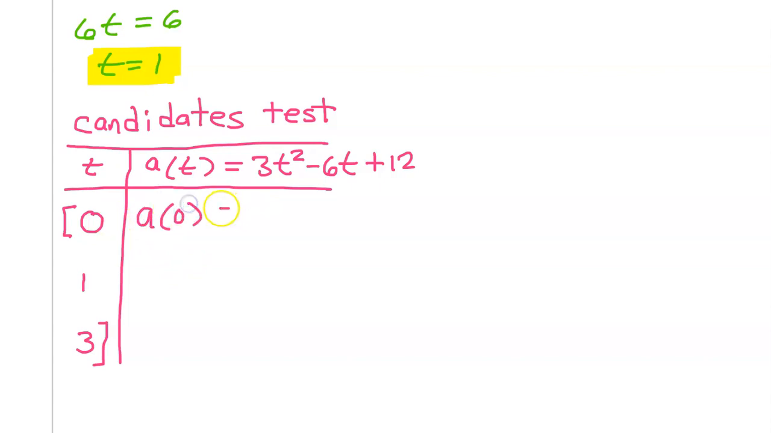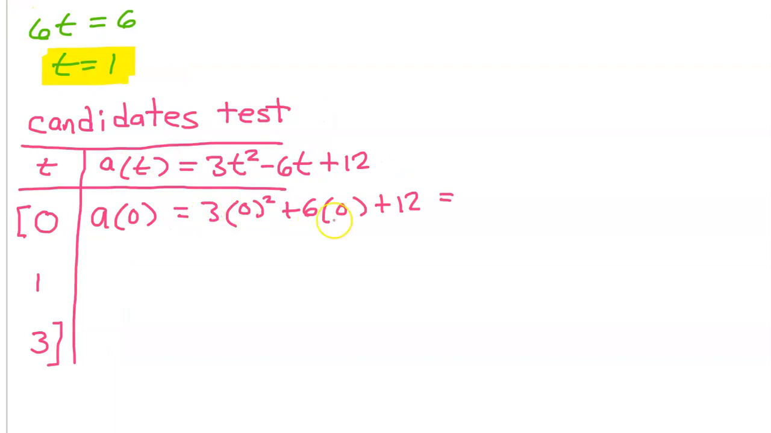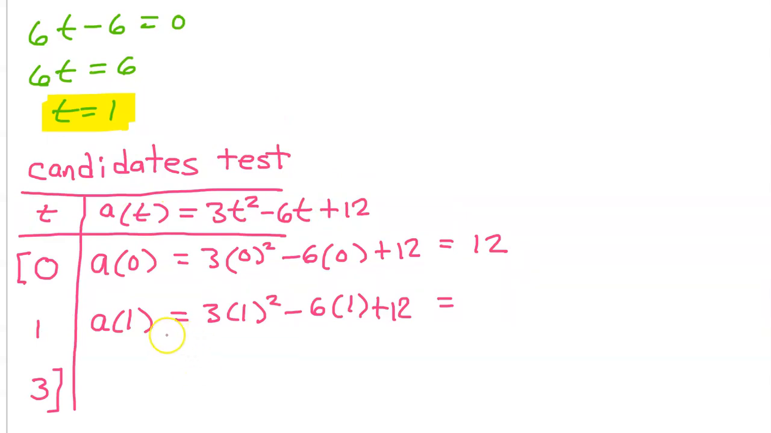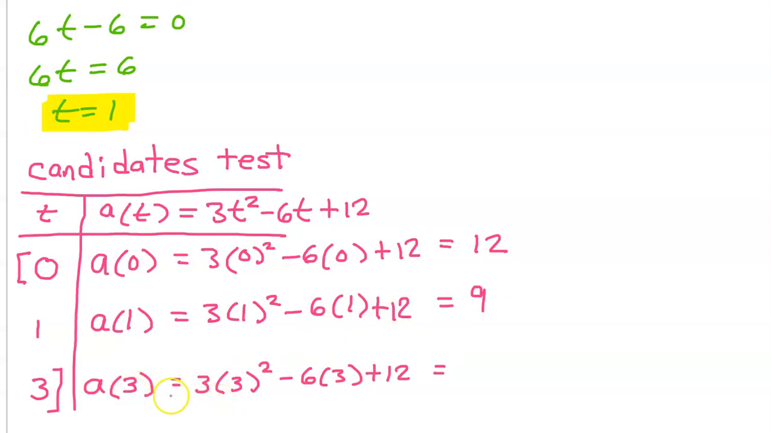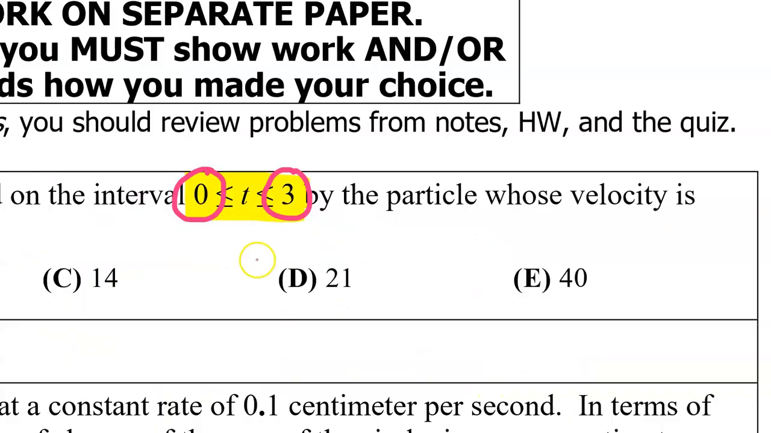A at 0 would be all of this. Of course, these terms go away and we are left with 12. So the acceleration at time 0 is 12. A at 1 would give us this. This is just 3 minus 6 plus 12, which is 9. What about A at 3? If you crank this out, you get 21. So this is the maximum value. That's why the answer to problem number 1 is D.